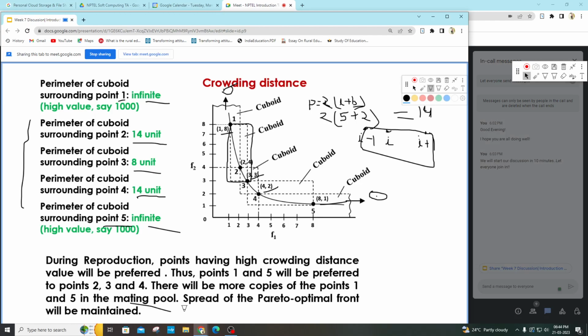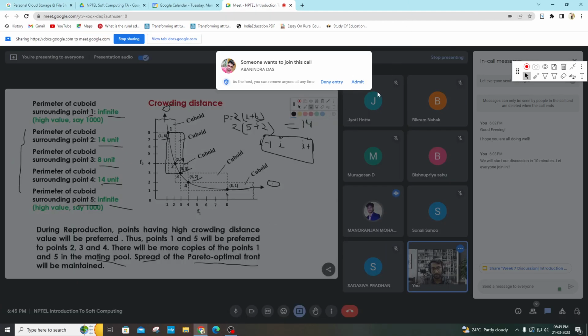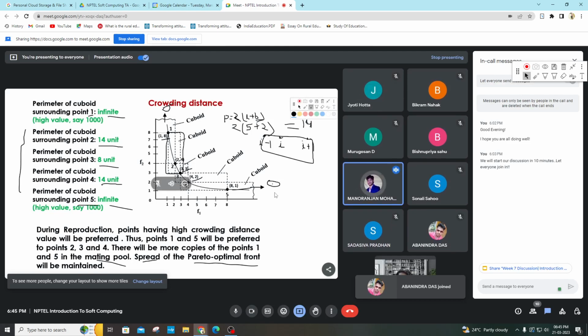So that is why your mating pool will have more copies of 1 and 5, and that is how your Pareto optimal front will not be squeezed, or its spread will be maintained. So is this clear? Yes, sir. Clear.